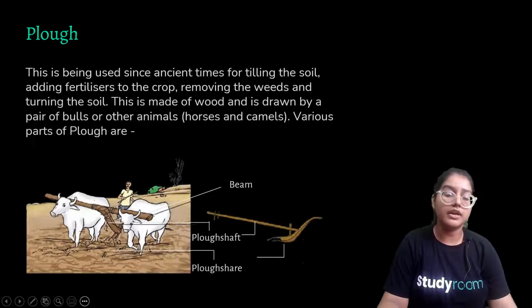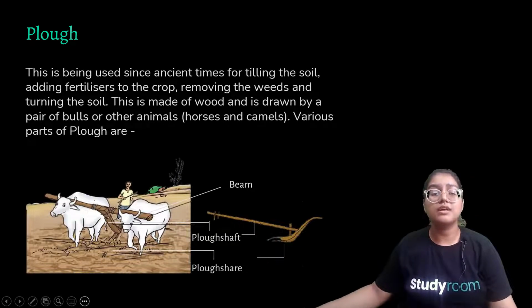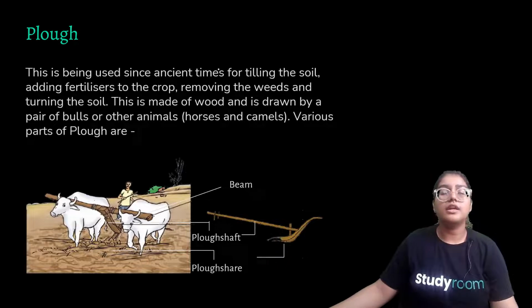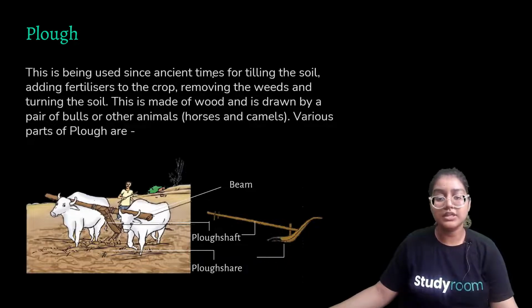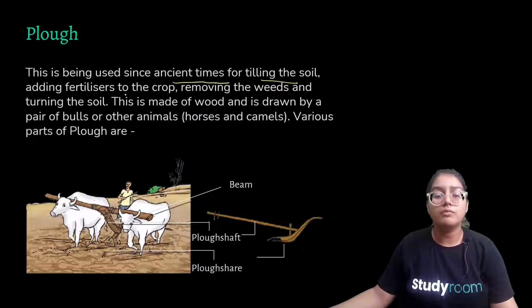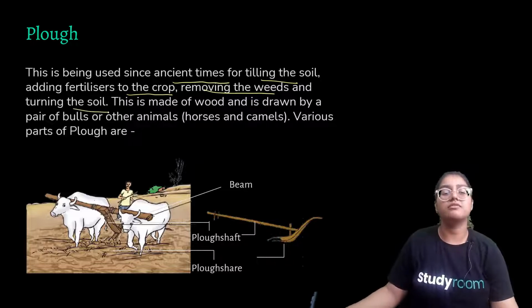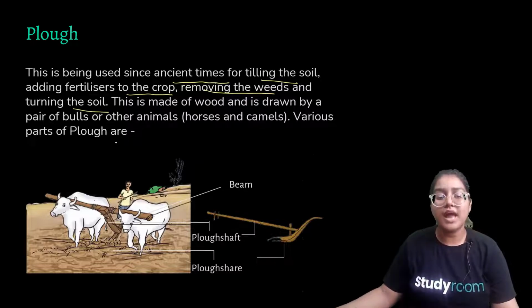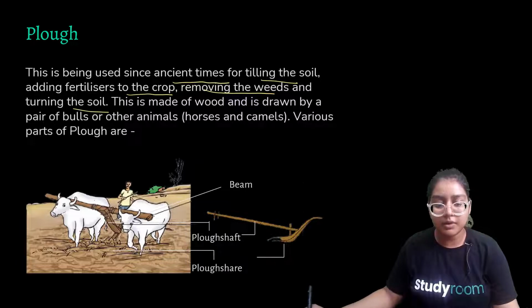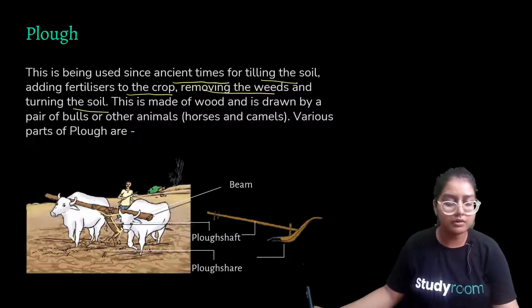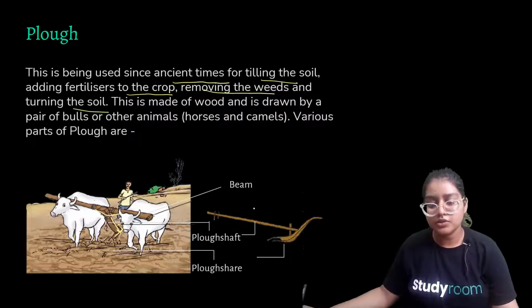What is plug? We already discussed. The plug is not a very new technique. It has been used since ancient times for tilling our soil, for leveling it, for adding fertilizer to it, or removing the weeds. All these types of functions are done by the plug. This is made up of wood and is drawn by bulls or other animals, horses, camels. You can see in this picture these are two bulls and the plug is attached to it. It's a one dimension photo, so you cannot see the back side of it.